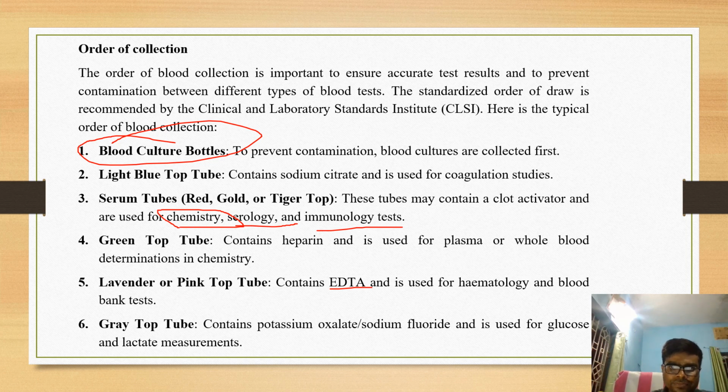Now come to the gray top tube. These vials are generally used only for the glucose test. Glucose test means you can test random blood glucose, fasting blood glucose, PP postprandial, or the glucose tolerance test, GTT. If these types of tests come to your lab, then you can collect the blood sample in the gray top vial, and then you are able to identify the glucose level.